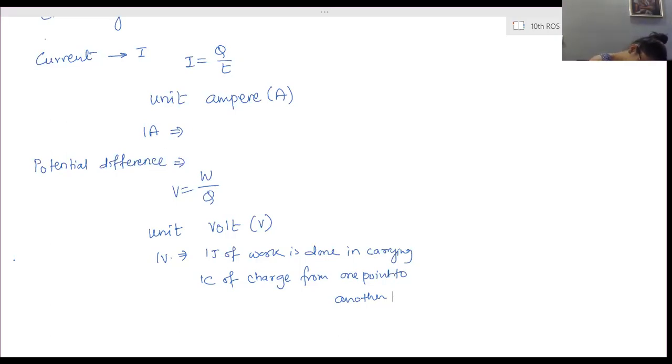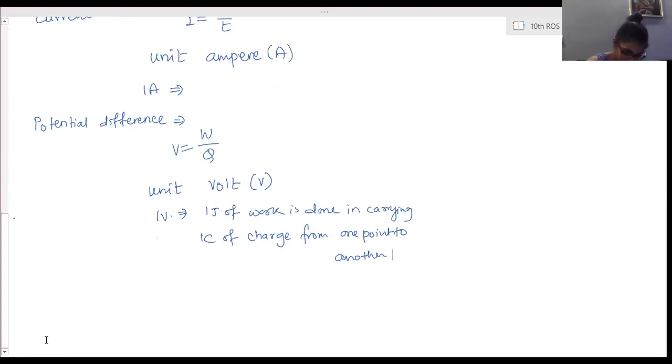Okay. Then next is resistance. Ohm's law statement. Ananya. Yes, Ananya, Ohm's law.